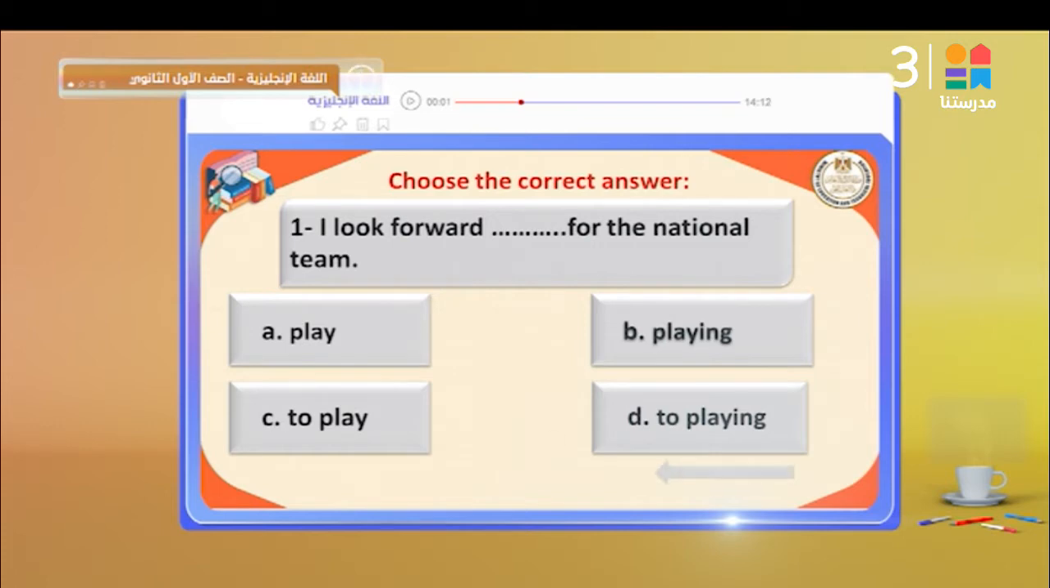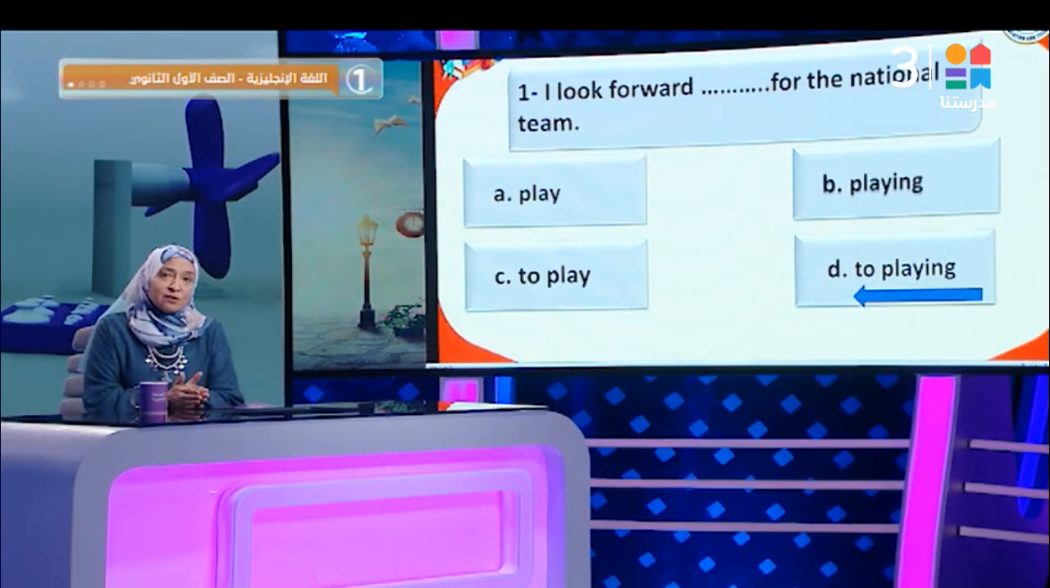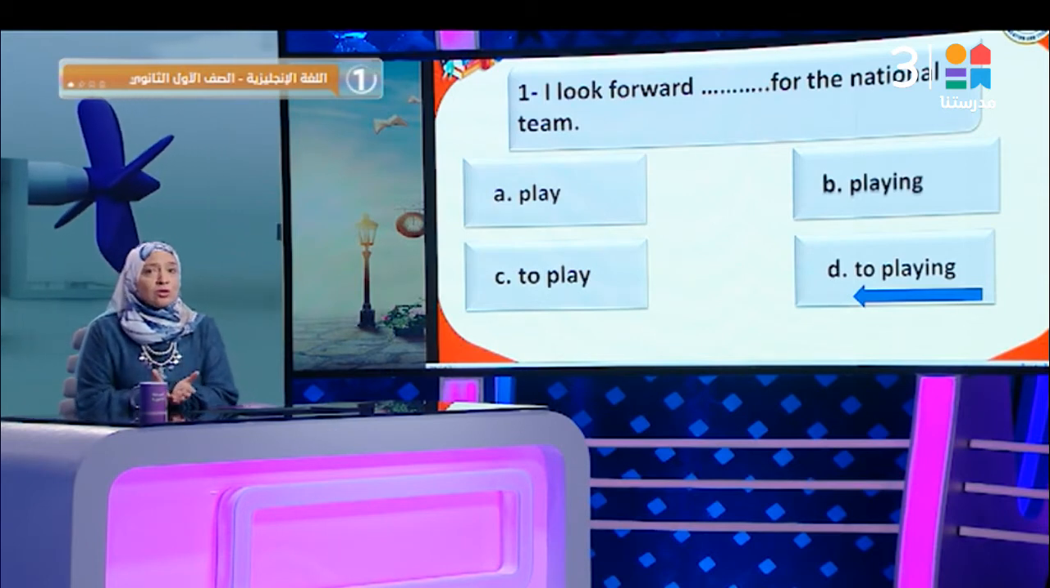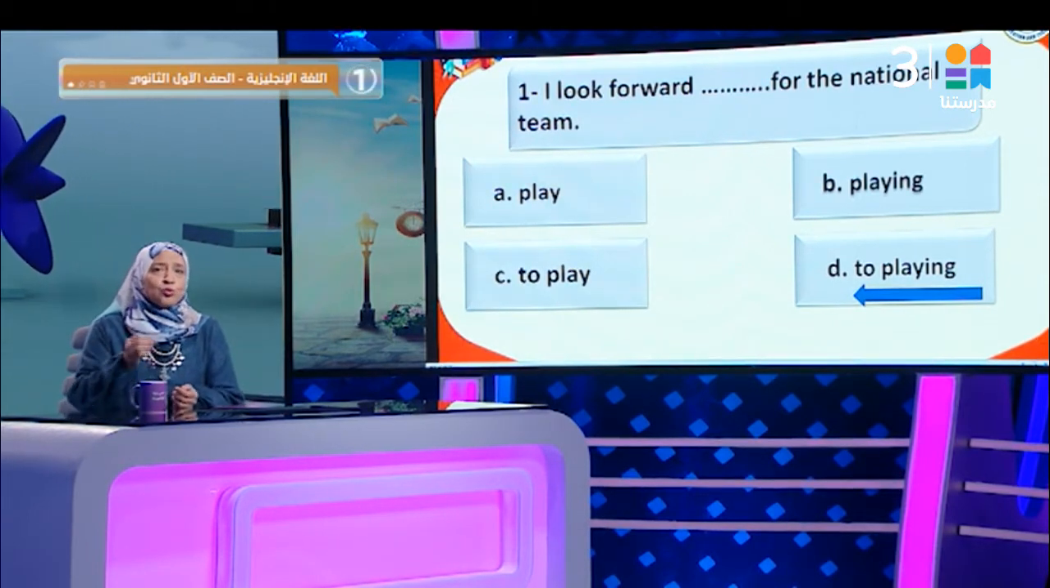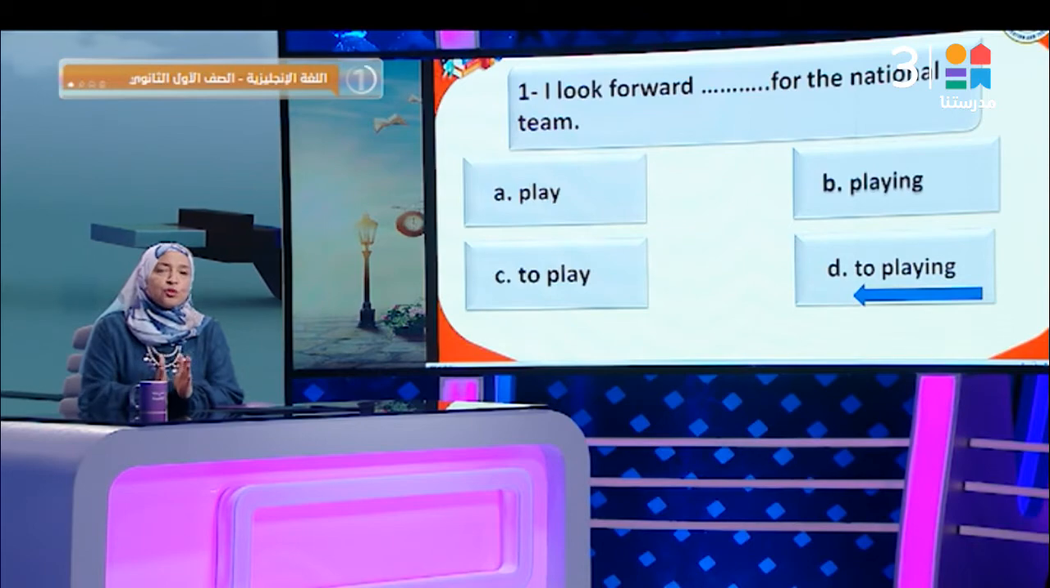Of course, we studied in unit 6 some verbs which are followed by to plus infinitive and some verbs which are followed by gerund. For example, when I say I want to drink water, the verb want is followed by to. But when we talk about the verb enjoy, it's followed by gerund, so I say I enjoy playing tennis.